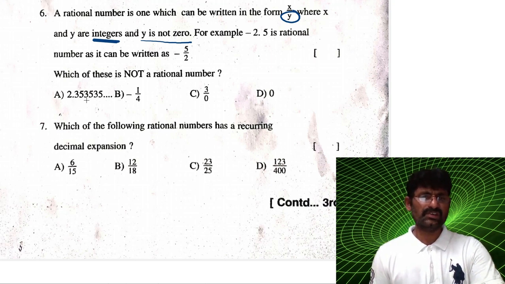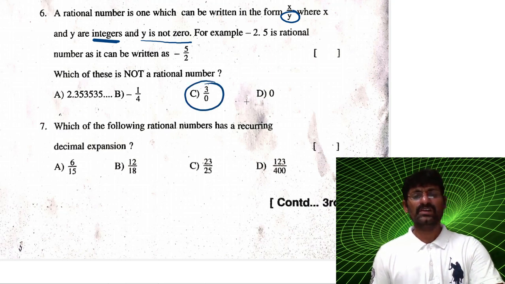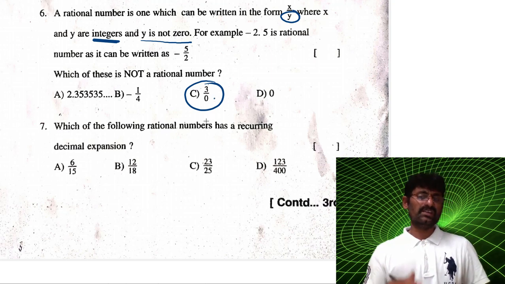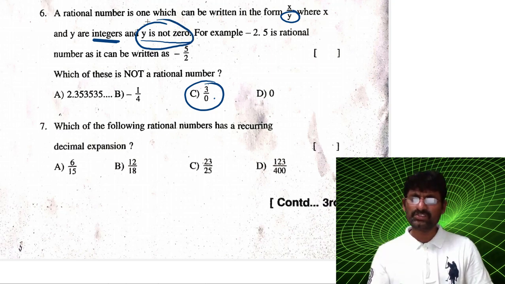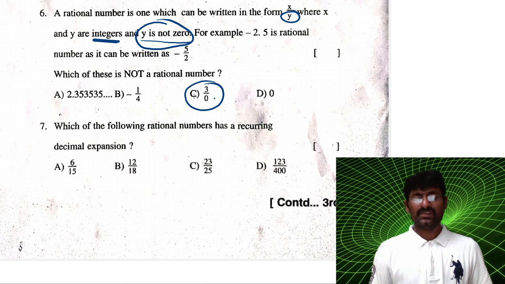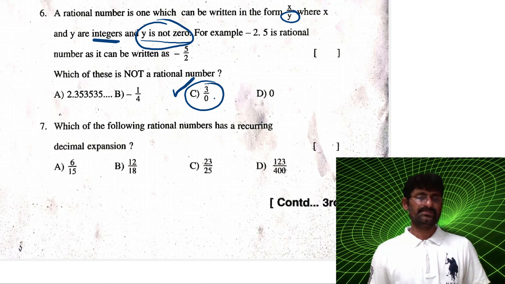A 2.353535, B negative 1 by 4, C 3 by 0, D is 0. Here in option C, you see 3 by 0 we have. In the denominator, we have 0. So clearly, given that y is not 0, y means that is in the denominator. So denominator can't be equal to 0. Here in option C, we are given denominator equal to 0. So the number in option C, that is 3 by 0, is not a rational number. So the correct answer is C.